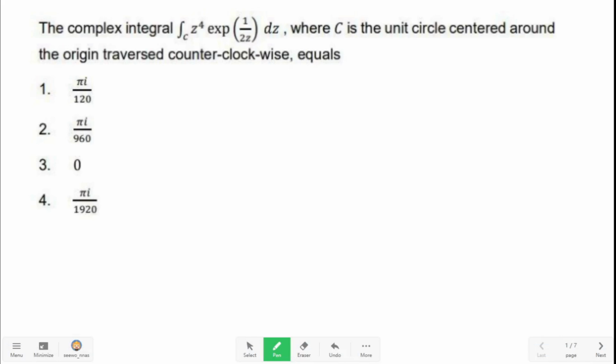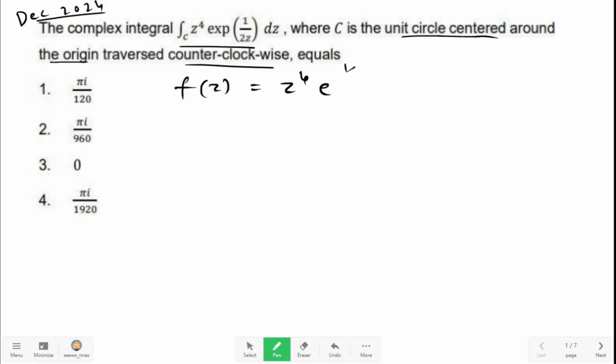In this session, let us solve a question from CSIR NET, December 2024. The question is from complex analysis. We are given the complex integral. The contour is the unit circle centered around the origin and the direction is counterclockwise. So the function given here is f of z is equal to z raised to 4 e raised to 1 by 2z.